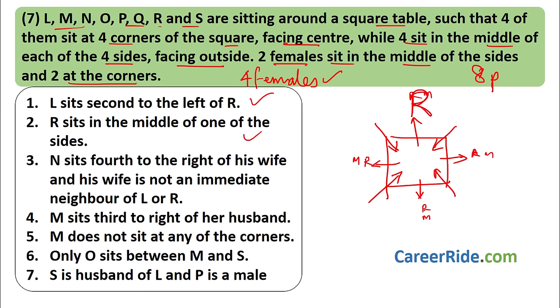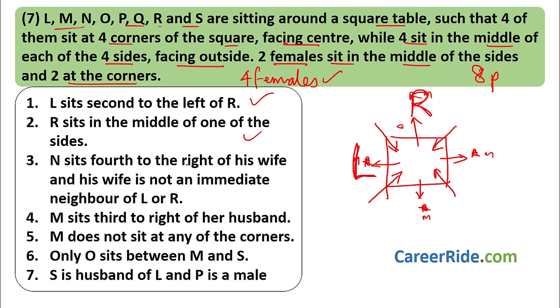So, here it is not R. We cancel it out. R is over here. What have they given? L sits second to the left of R. R is facing outside. Left is this side. So, second to the left: first, second. L comes over here. Now, we do not know any gender or anything related to R and L.